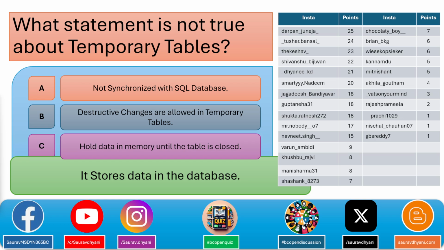What changed? Nothing. Darpan, Tushar, Keshav, Shivanshu, Dhyani KD, Smarty Nadeem are up 10-20. Jagdish and Neha are trying to follow up with Ratnesh, and Mr. Nobody is not going down into the queue, which is a little bit surprising, but Navneet is still trying to catch up there.